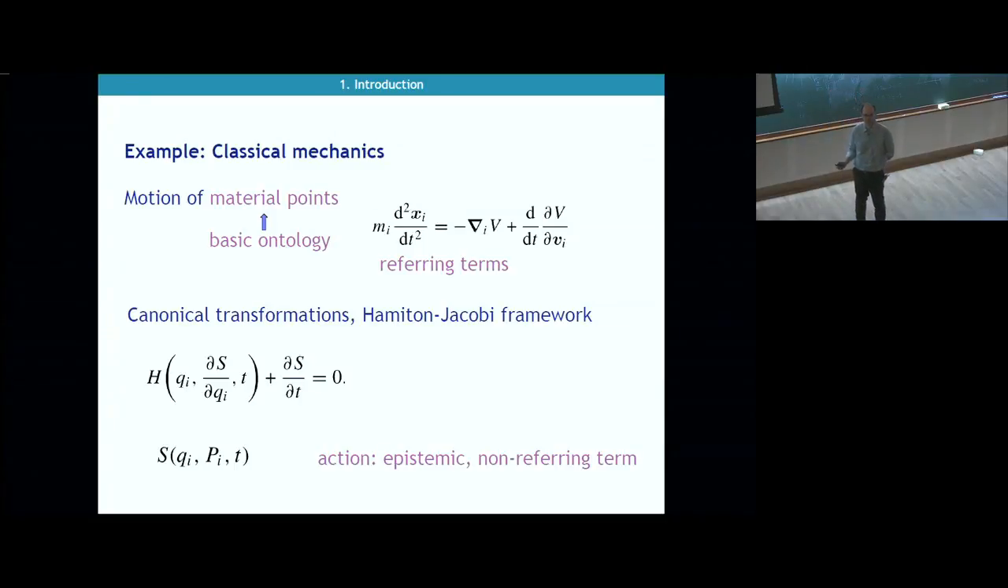That's what I'm discriminating. And so what I'm starting from here is the question whether the state vector is more like the action or more like the point-like particles, or is the state vector a referring term or just an epistemic term? I'm not saying the state vector is a referring term in the sense that it refers to a physical reality, but I'm saying that it's not only an epistemic term.